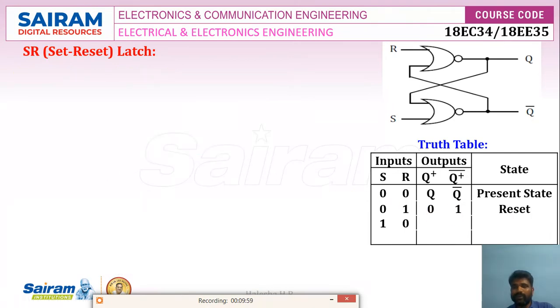And we go for the third case, 1 0. So when S is equal to 1, R is equal to 0, S is equal to 1 means it is connected to the lower NOR gate.